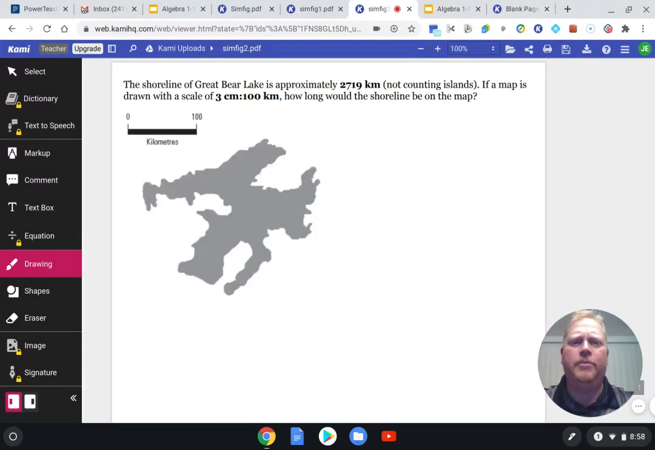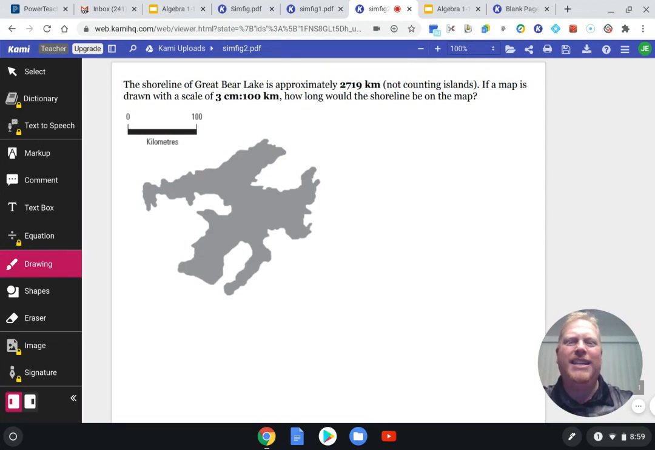All right, last example. Let's use a scale drawing in order to figure out some unknown quantities. So take a look at this sentence along with the diagram here. It says, the shoreline of the Great Bear Lake is approximately 2,719 kilometers, not counting the islands. If a map is drawn with a scale of 3 centimeters to 100 kilometers, how long would the shoreline be on the map? Okay, so we've read it.